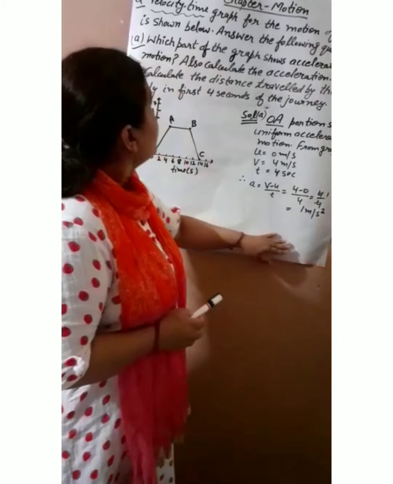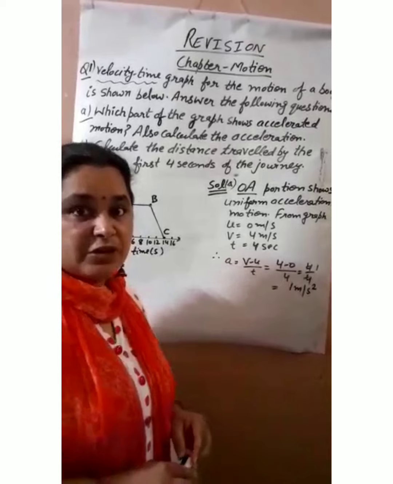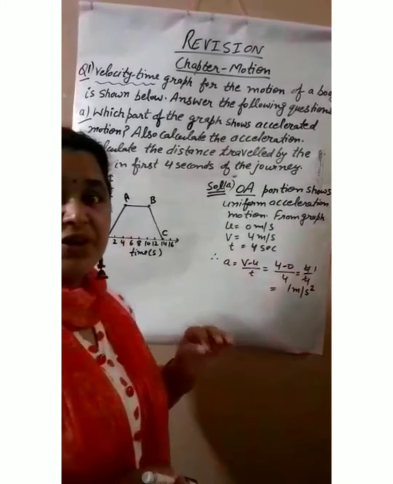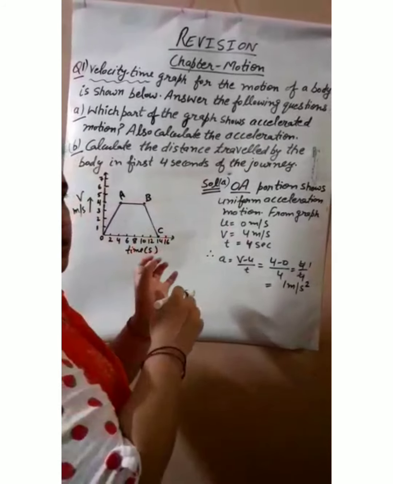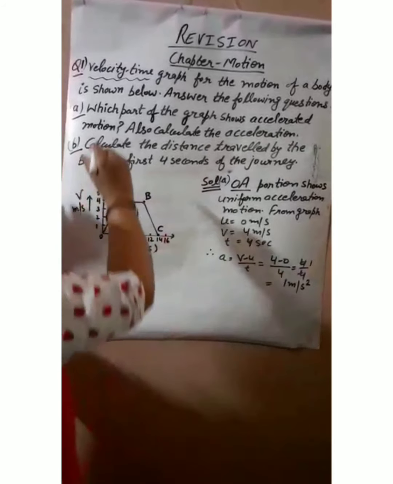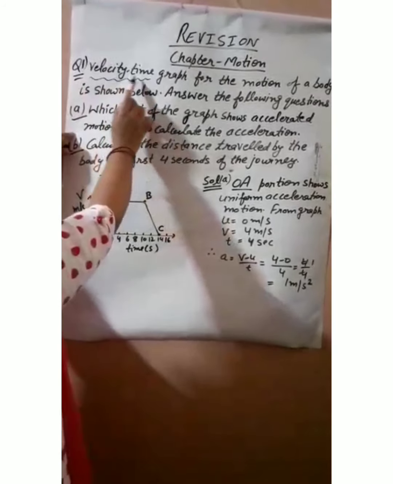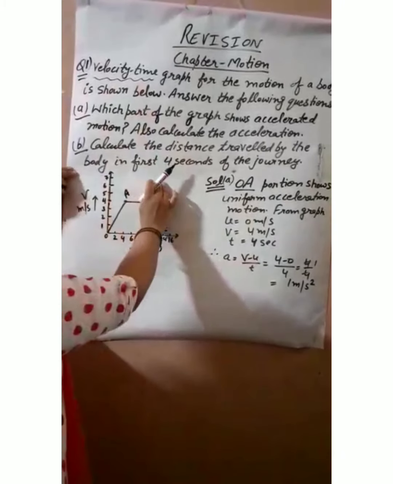Today we will do the velocity time graph, as you have already done velocity time graphs. So we will combine all those graphs in one question and then we will do revision. So the first question related to revision is the velocity time graph. So let's see this question.